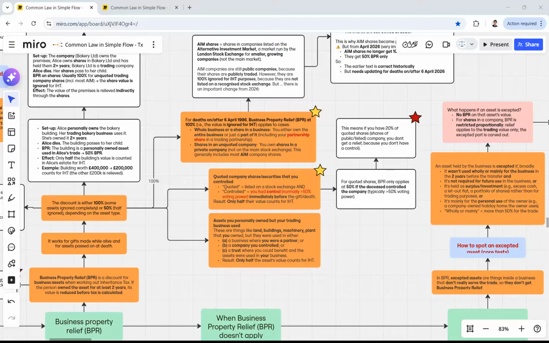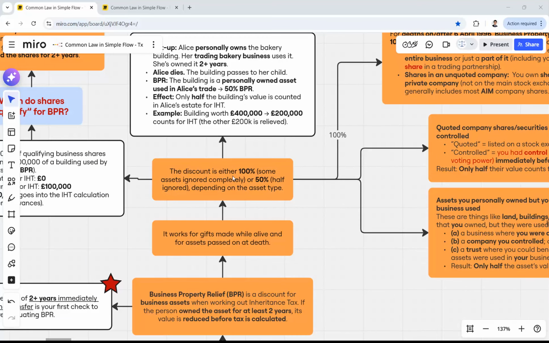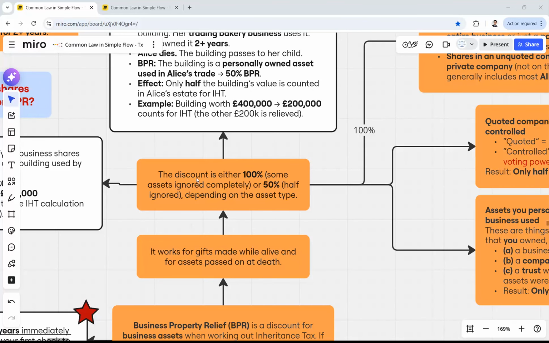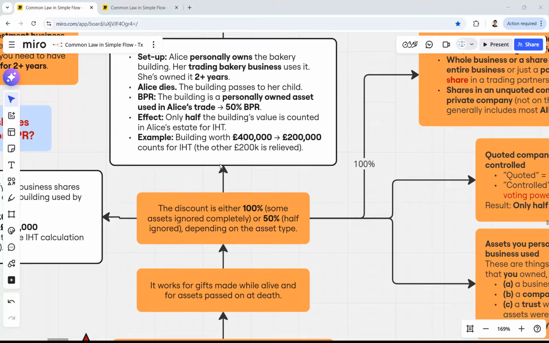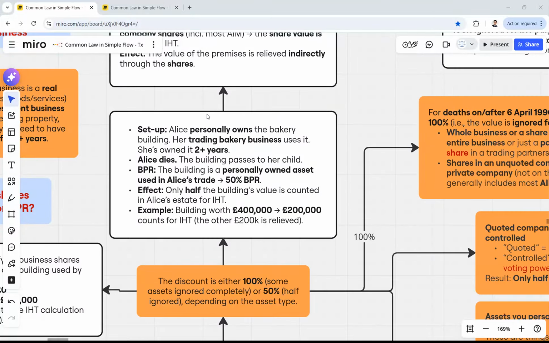Amazing. So now let's go to the main crossing part where we stopped. So the discount, as we said, is either 100% or 50%, depending on what we have just discussed. Now, I think it's just an example.